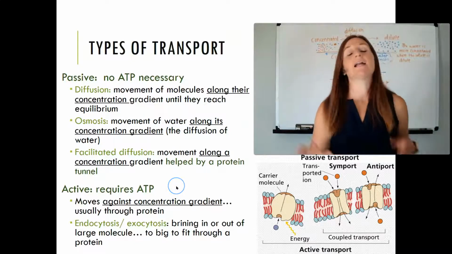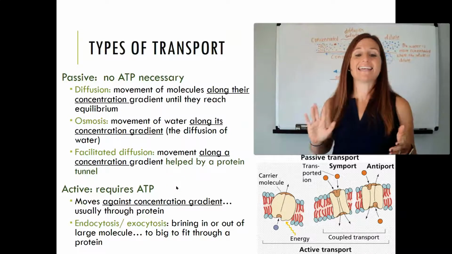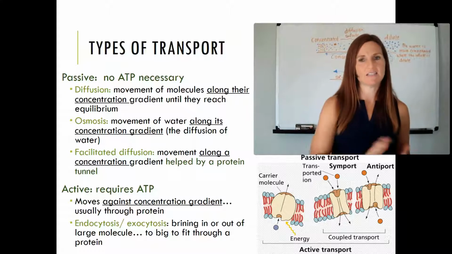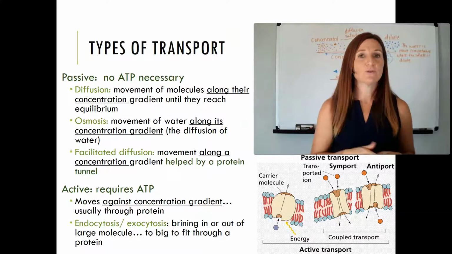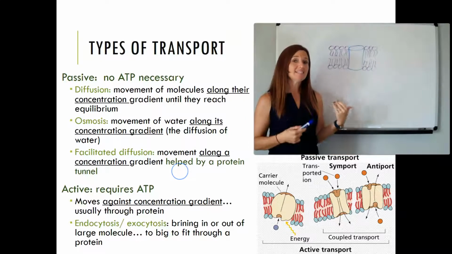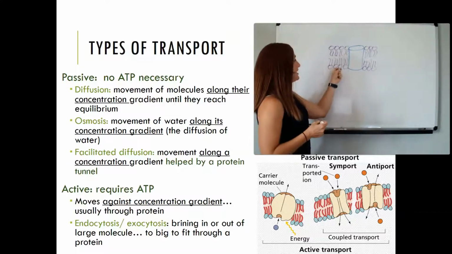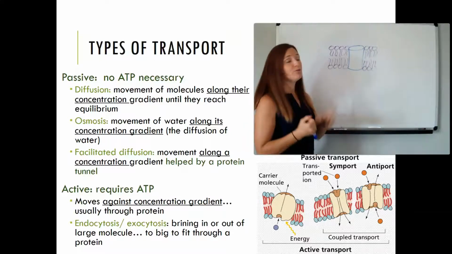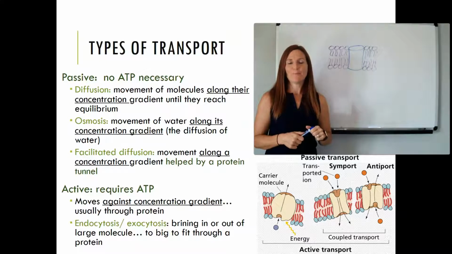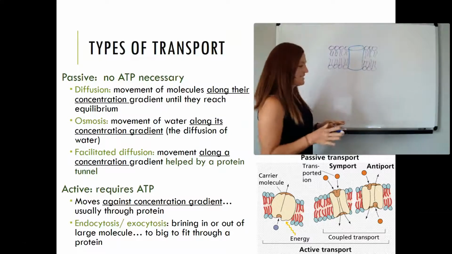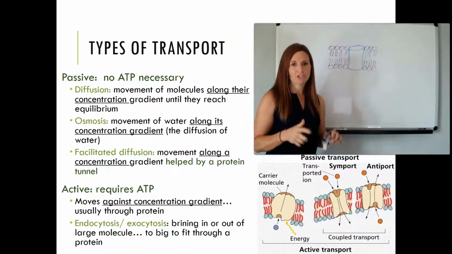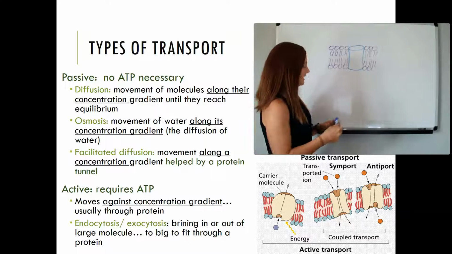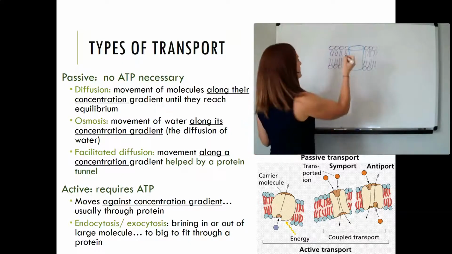Active transport is going to be moving molecules against their concentration gradient. And because we're going against the concentration gradient, this requires ATP. So this is a cell membrane. These purple things are the phospholipids, and this blue thing is a protein. What we see in active transport as we move against the concentration gradient, there would be a large concentration on one side of the protein.